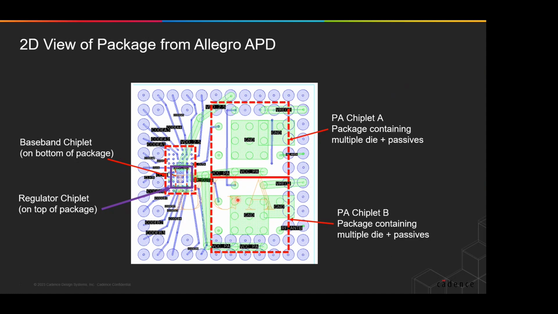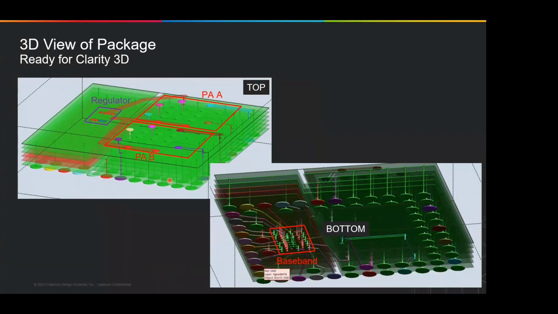What does this look like from a 2D view? Basically, we have our one PA sitting here and on our layout, a second PA sitting here on our layout. And finally, we have our baseband chiplet sitting on the bottom, shown in red, and our regulator chiplet sitting on top, shown in purple. Now, it's a little difficult to see this in 2D, but if we switch to 3D, it's a little easier to see the locations of the various dies. So the PAs sit here on the top of the organic laminate, along with the regulator, and the baseband chiplet sits on the bottom of the organic laminate in the die up position.